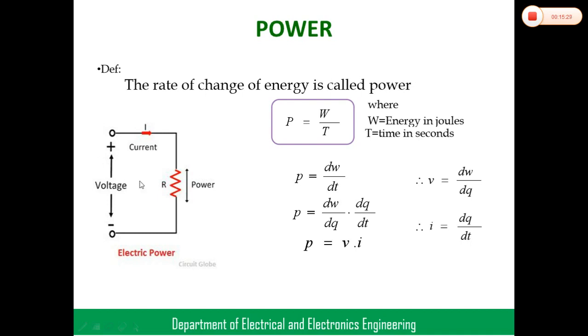Here, about power, I have drawn a small circuit. I connected a resistance, applied some voltage V, and the current passing through the resistance is I. When the switch is closed, the voltage is applied and the current passes through the circuit and the resistance. So the power consumed by the resistance is P equal to VI.